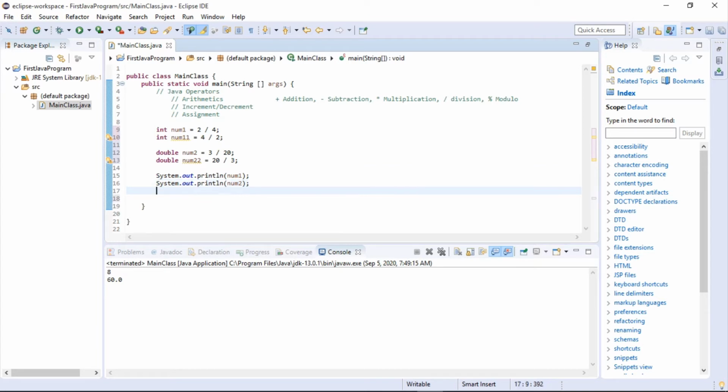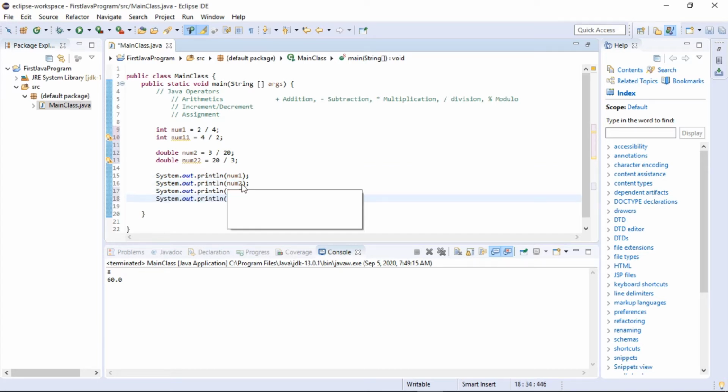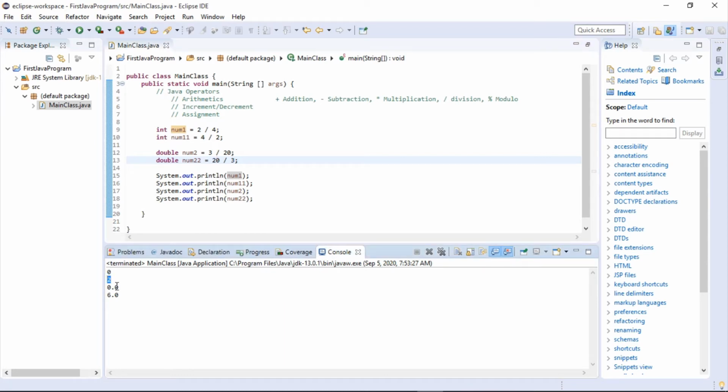We copy that, then we print it again, so we can have this one to be 1, and this to be 2 and 2. So let us go through the syntax we have above. We have 2 divided by 4, then 4 divided by 2 as operands into these variables. Then we have 3 divided by 20, then 20 divided by 3. So printing out, the very first result is 0, then we have 2, then 0.00, then we also have 6.0.